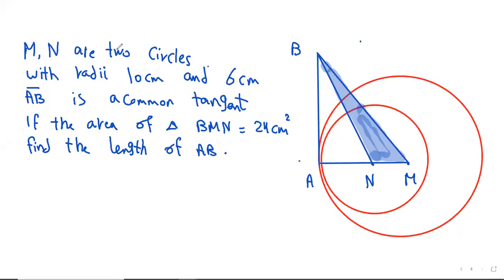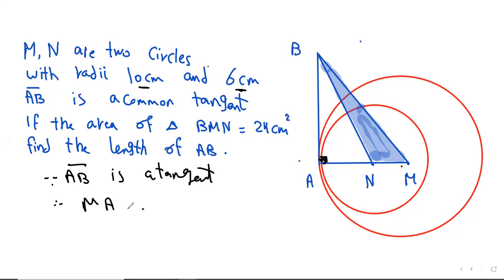M and N are two circles with radii 10 centimeters and 6 centimeters. AB is a common tangent. If the area of triangle BMN is 24 centimeters squared, find the length of AB. You know, the common tangent is perpendicular to the radius. So MA is a radius in the bigger circle, so since AB is a common tangent, MA is perpendicular to the tangent AB.